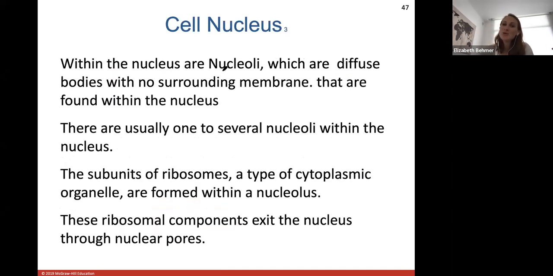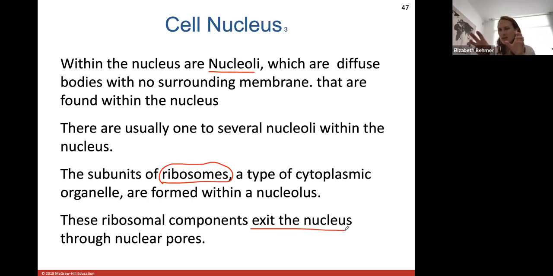Within the nucleus are the nucleoli, which are diffuse bodies with no surrounding membrane. There's usually one to several nucleoli within the nucleus, and the subunits of ribosomes, which are a type of organelle in your cell, are formed within the nucleolus. We'll talk about what ribosomes do, but ribosomes are formed within the nucleolus, and then they leave or exit the nucleus through the nuclear pores.